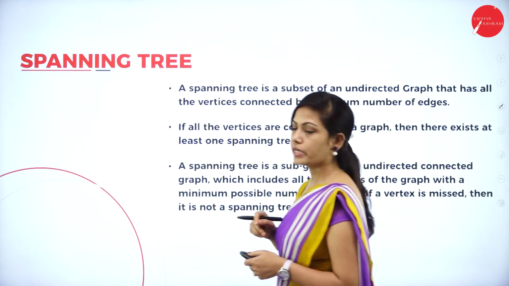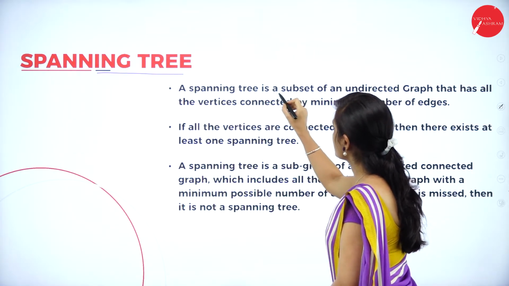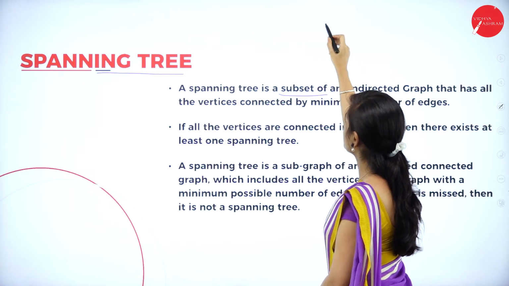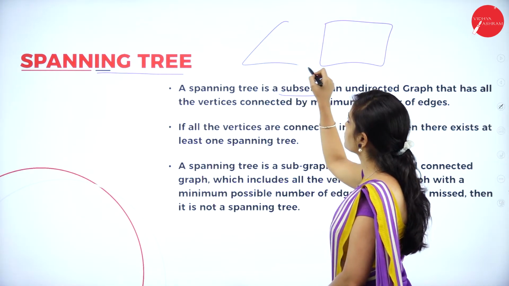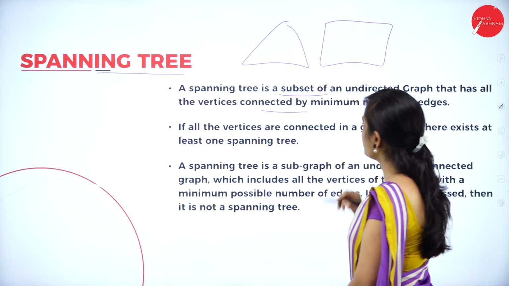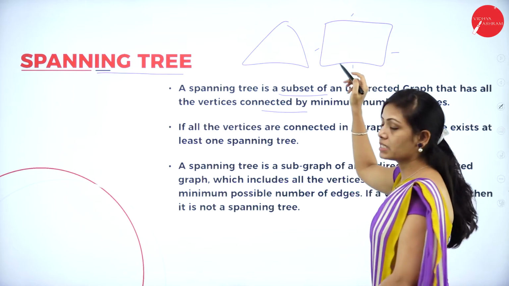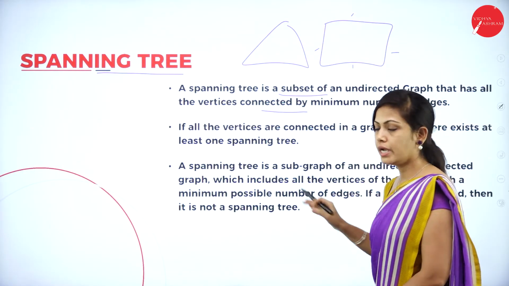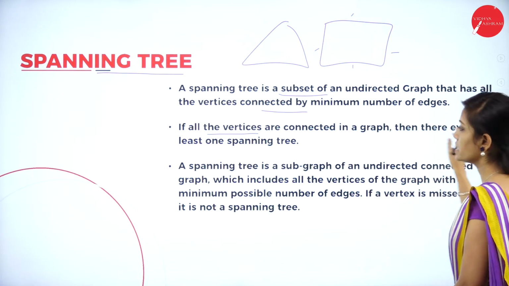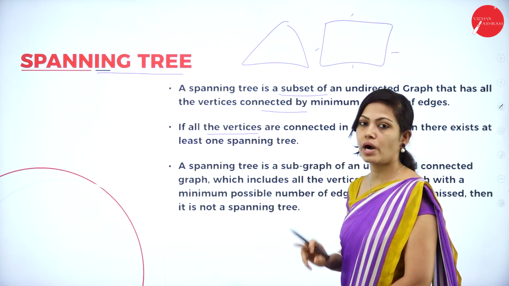And next is a very important question, spanning tree. So what is this spanning tree? A spanning tree is a subset of an undirected graph that has all vertices connected by the minimum number of edges. So here all the vertices are connected with the minimum number of edges. Now if all the vertices are connected in a graph, then there exists at least one spanning tree.